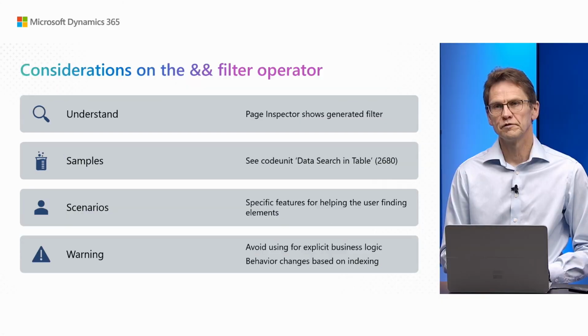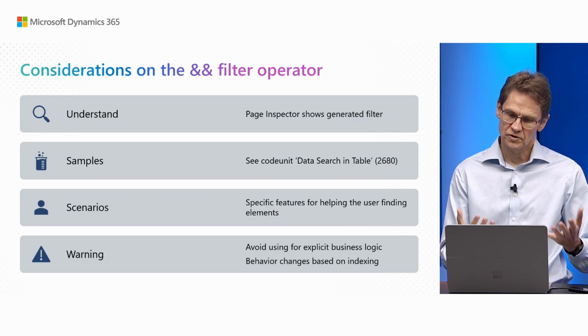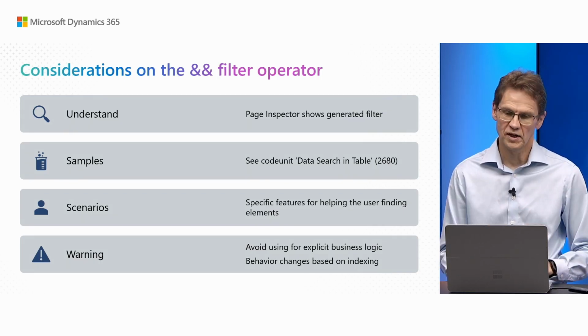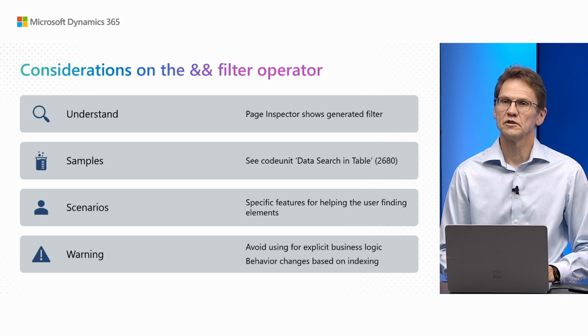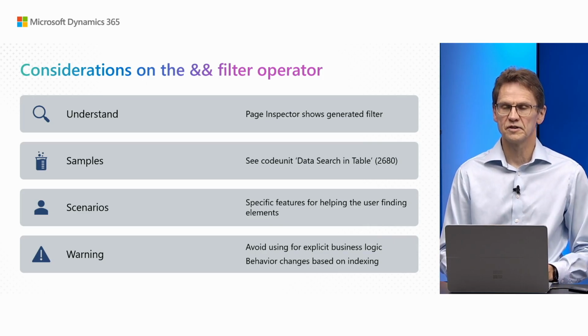There are some considerations when you use the double AND filter operator for using the text search. First of all, the syntax can be a little hard to grasp. You saw the trick with using the page inspector to show the generated filters. You can see samples of the code in the data search in table code unit.